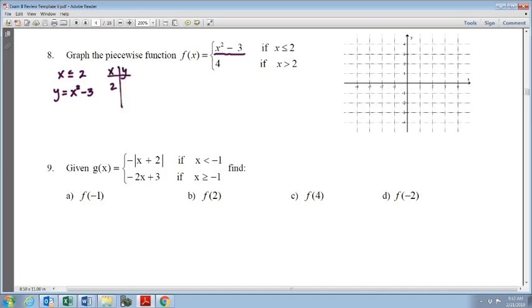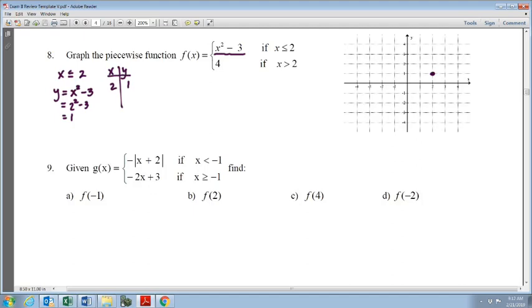So I'm going to make a table. We'll start with 2. Here we're going to plug in 2. We get 2 squared minus 3, 4 minus 3, that's going to be 1. So (2, 1) is on the graph. And it did say that's when x is less than or equal to 2, so we're including that point because that's where we're equal to 2.